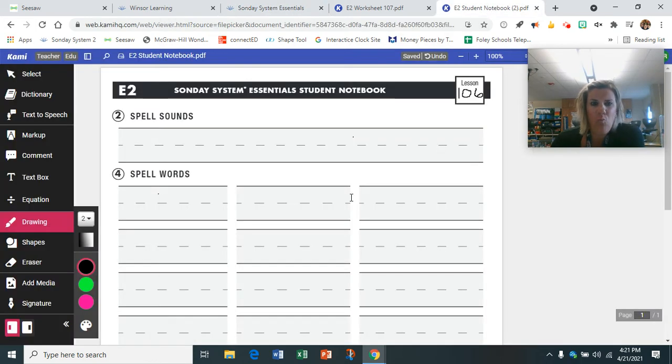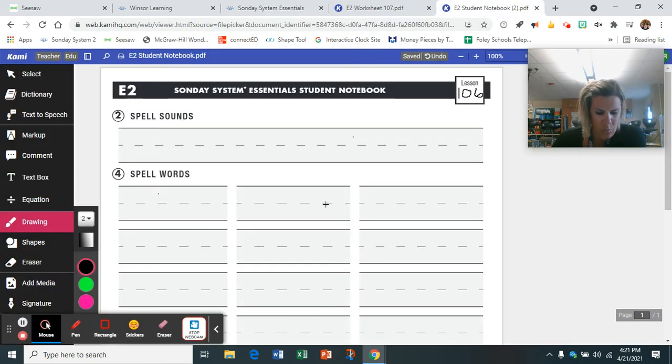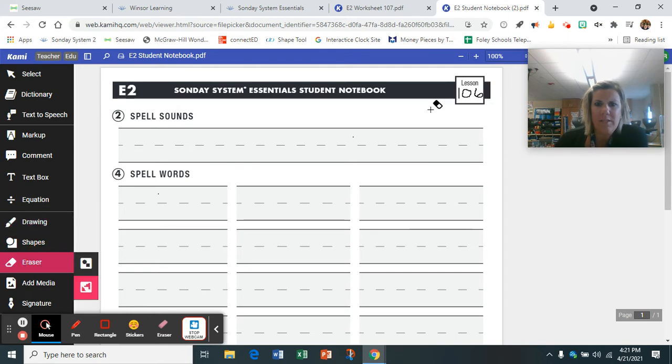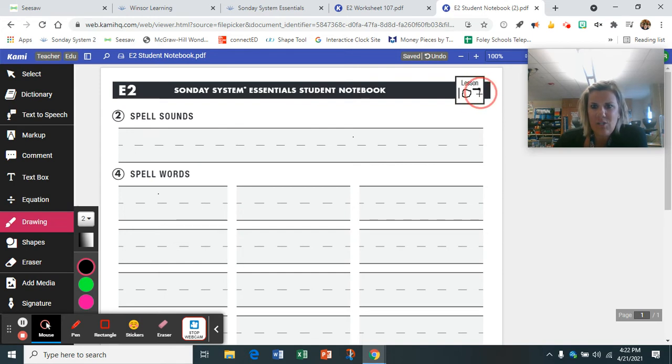Today we only have one sound that we will work to write. We'll write our sound on our notebook paper. Before we do, let's make sure that we have the correct lesson number written in the top. So instead of 106, I need to change this to say 107. That matches today's lesson. Our sound today is as.